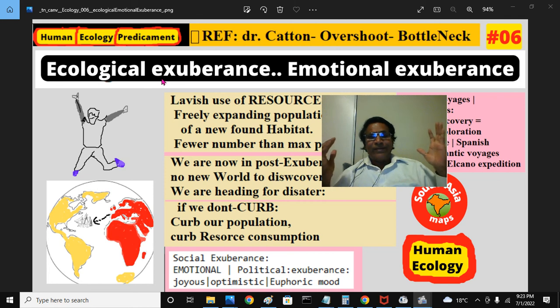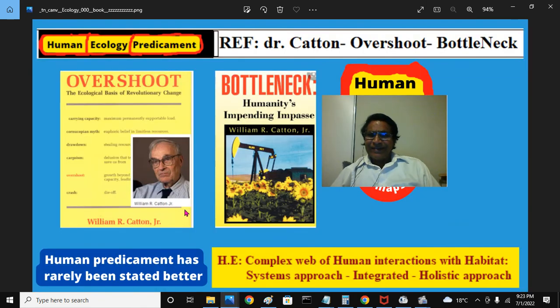Ecological exuberance, carrying capacity surplus, gives a type of system that gives emotional exuberance, social exuberance, political exuberance. That's what Dr. Catton discusses very elegantly in his Overshoot book and Bottleneck book. That's what we talked about today.